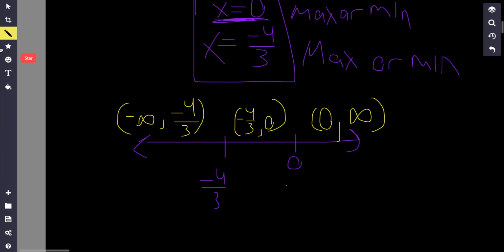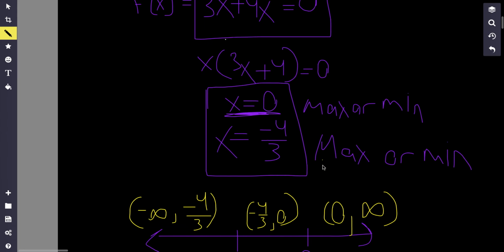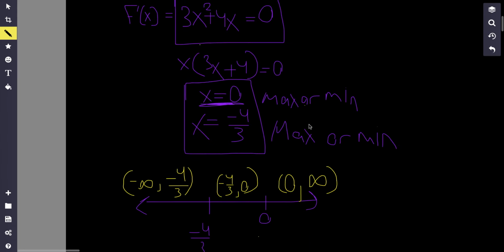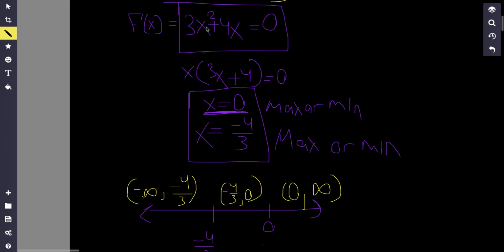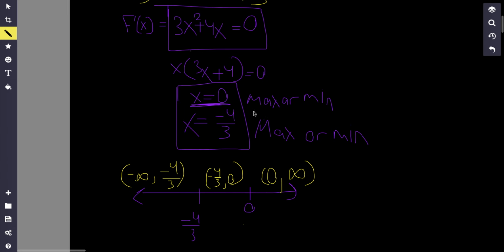All right. Now what we're going to do is we're just going to take random values. We're going to take one value from each of these 3 sections and plug it into our derivative, which gives us our slope of the function. And using that information, we can actually tell if it's a maximum or a minimum point. Check this out. This is actually pretty cool.